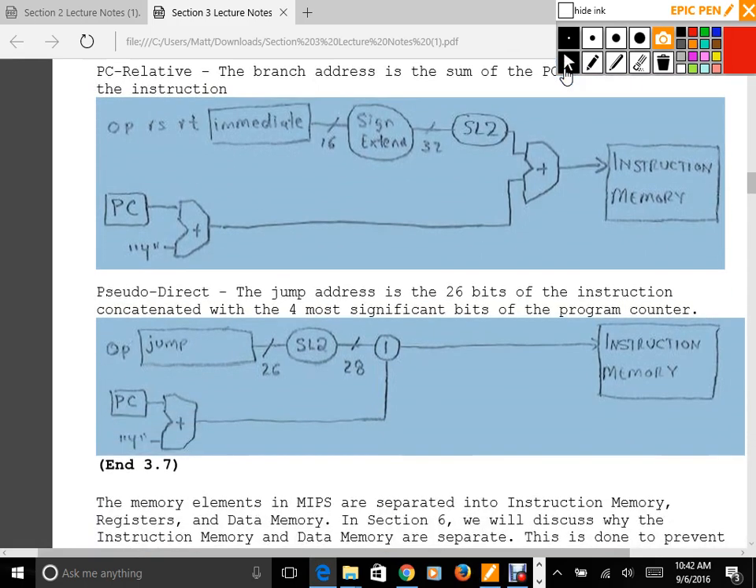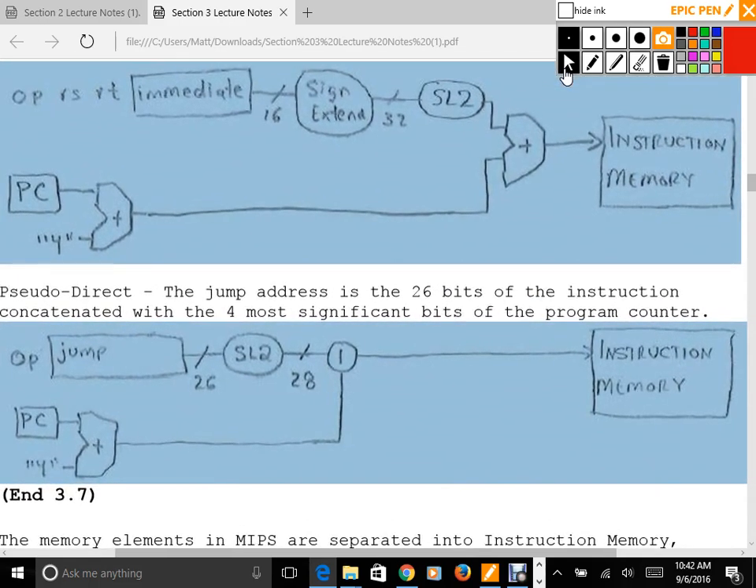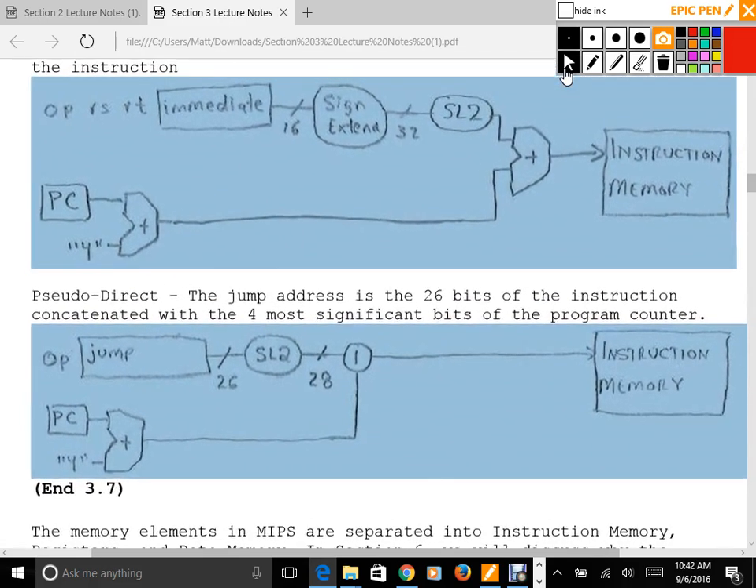And the last one, and this is where we'll end lecture today, is known as pseudo-direct. Pseudo-direct is when we jump. So for branching, we have to determine how many instructions we're going to go past to figure that value. That's why we have to do an addition here. So program counter, PC plus 4. This is plus 4 again here.